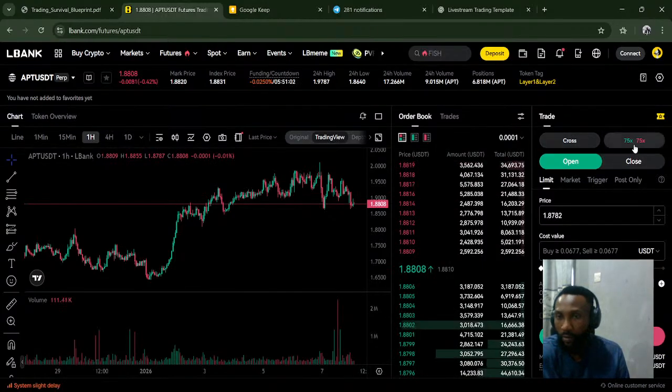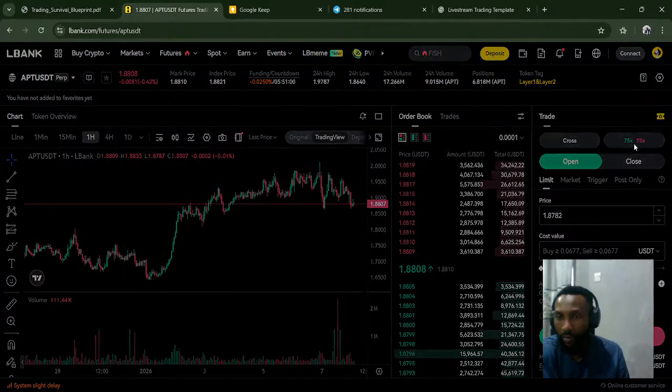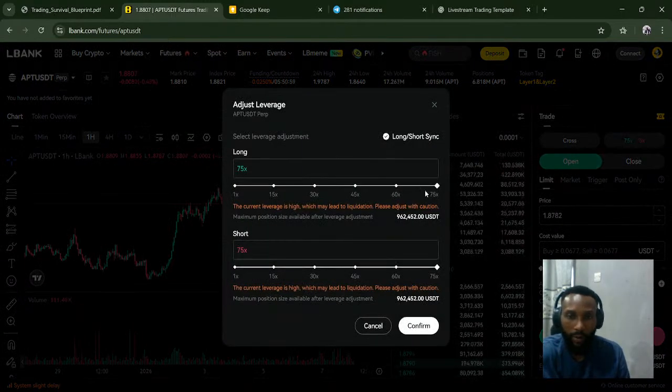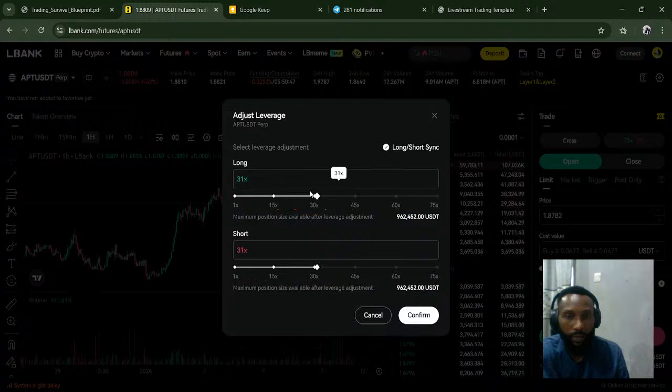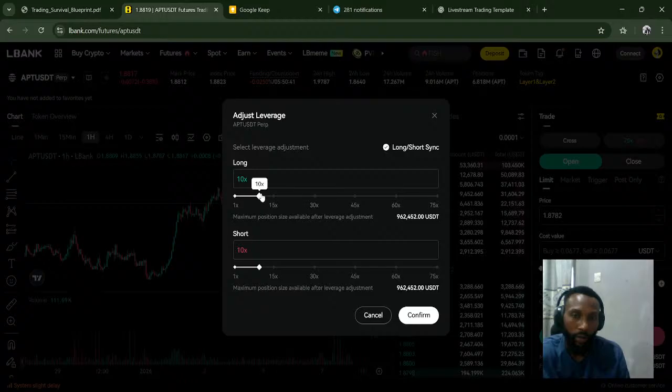All right, our leverage says 75x there, but we're not using any leverage. Just leave the leverage, and we're trying to calculate our risk here. But I said for beginners, don't use more than 10x.